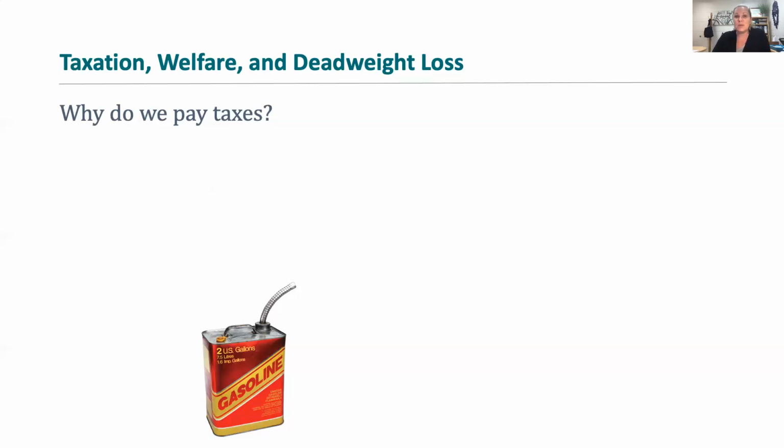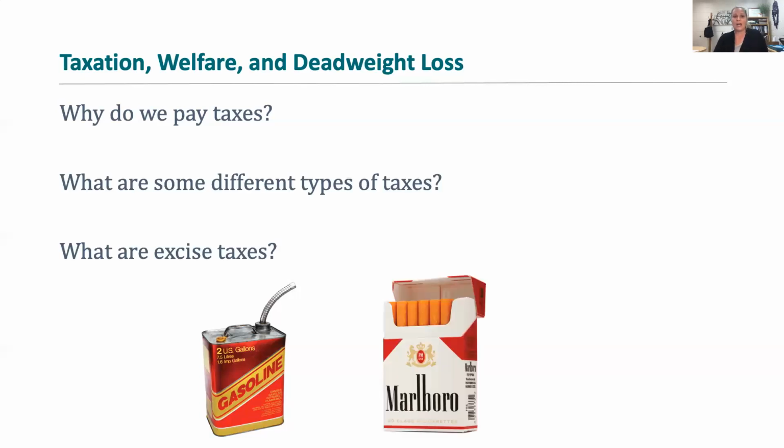So examples that you may be familiar with are taxes on gasoline and taxes on cigarettes. These are each examples of excise taxes that are trying to operate as public policy versions of negative incentives. We want to reduce consumption of gasoline and reduce consumption of cigarettes for the good of public health, environmental health, and the way that we can do that is by making these products more expensive.